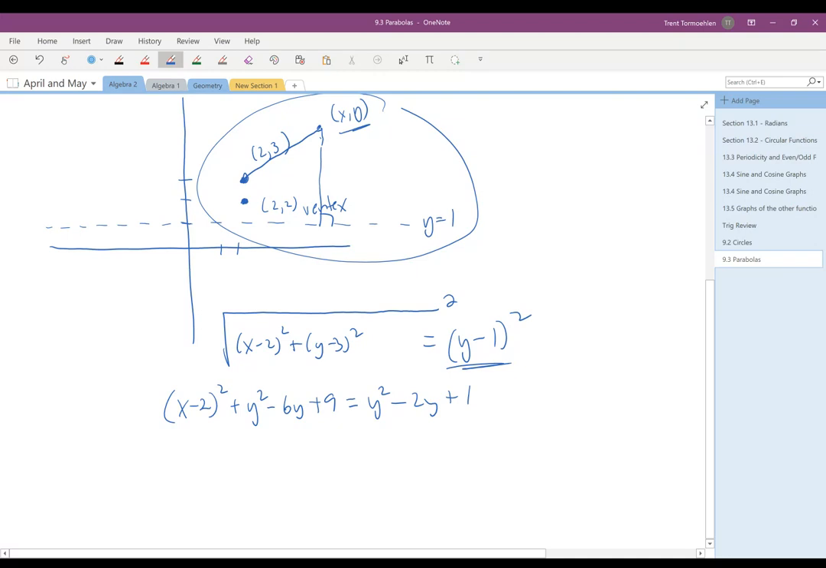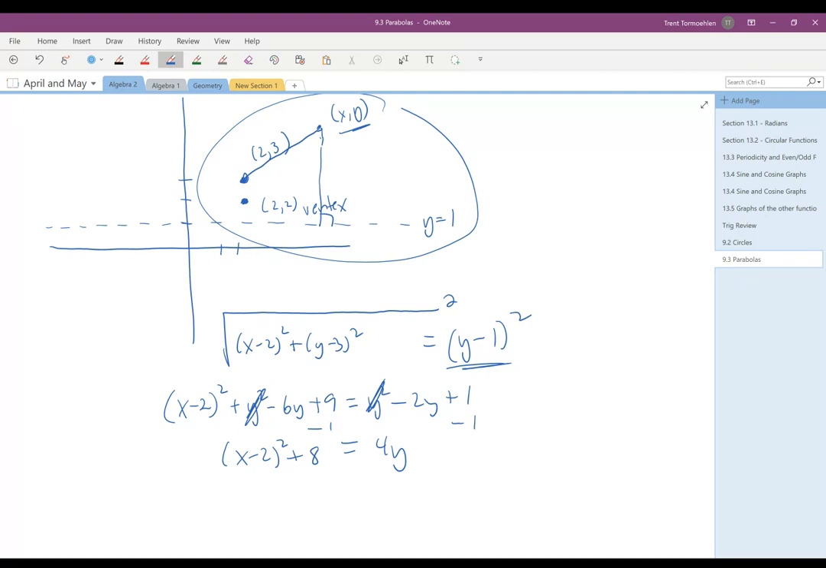Now, the way that I'm going to do this is I want to collect all the y's on the one side. The first thing that we notice is that we have this nice thing that happens with the y squareds canceling out. If I add 6y to both sides, I end up with 4y on this side, and then if I subtract 1 from both sides, I end up with 8 over here. So just doing some simple manipulating, we end up with (x minus 2) squared plus 8 equals 4y.